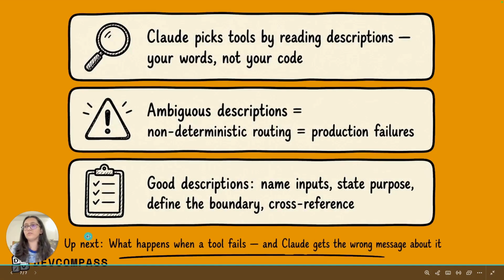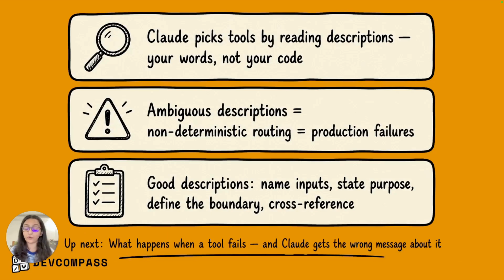The walkthrough right after this gives you three broken description pairs as tasks. For each one, you will identify the specific ambiguity using the checklist you just saw and then rewrite one of them. Do that before you watch the next video, because the next video is about what happens after the tool runs, specifically what you send back to Claude when the tool fails. But yeah, this was it for the current video. Please go through it once again, and let's see what happens when a tool fails. See you in the next one.